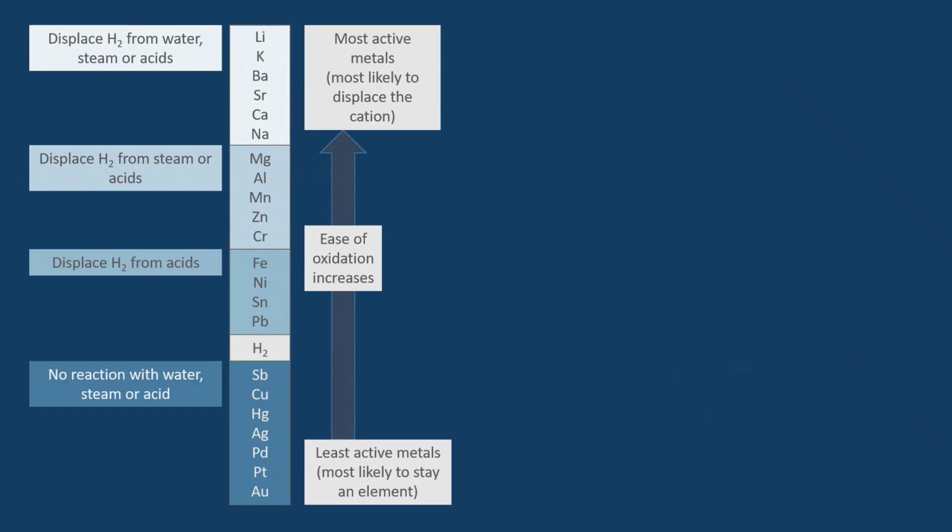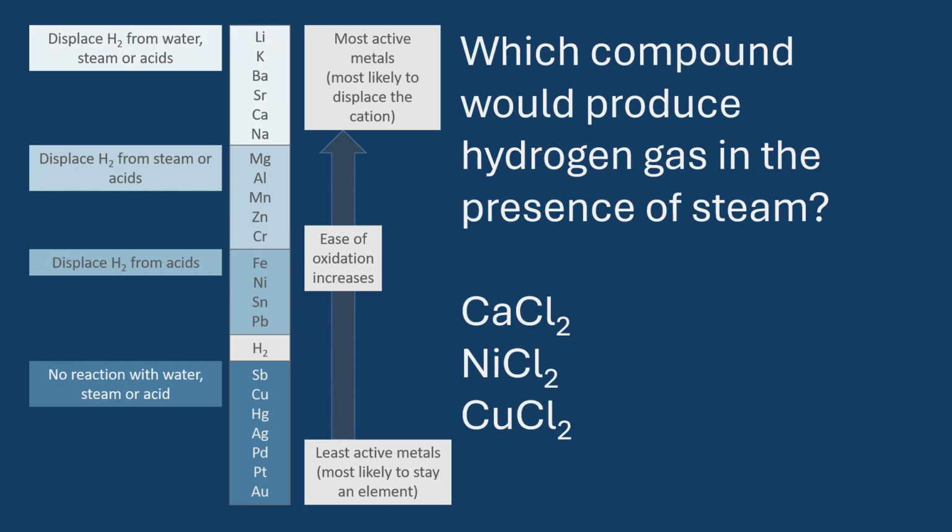I could ask you to determine which species might be able to form H2 if reacted with steam. Here, I've given you compounds instead of elements, but in all three cases, the cation is related to a metal that's part of the series. So look up those metals. You'll notice that the elements in the series are grouped by box colors, and each of those colors has a descriptor on the left-hand side of the image.